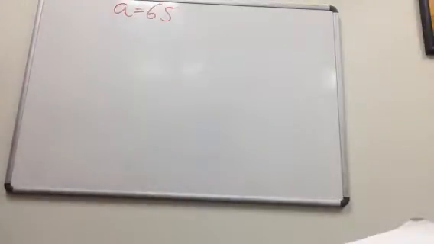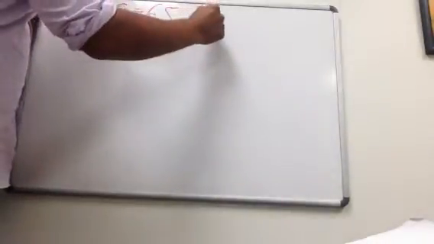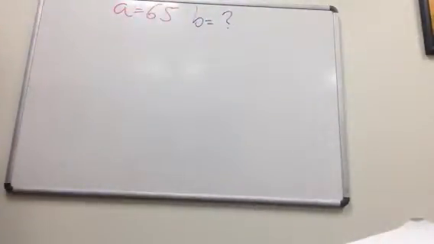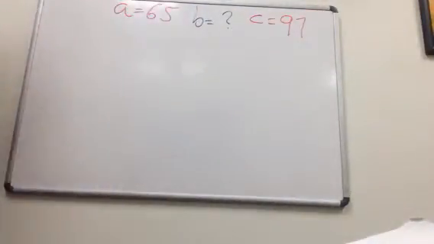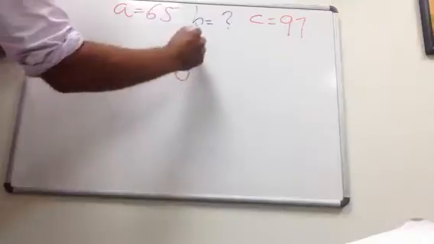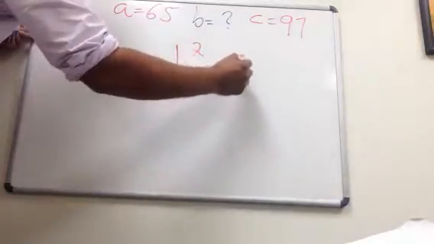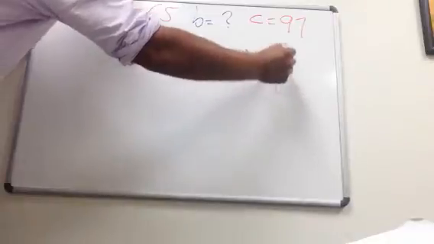Okay, so for number 3, they give you A, which happens to be 65. My 5s are really horrible. They look like S's. B is my missing number in my triangle, and then they tell me that C is going to equal 97. Okay? So according to the relationships that we established before, I told you that B squared is going to equal C squared minus A squared.